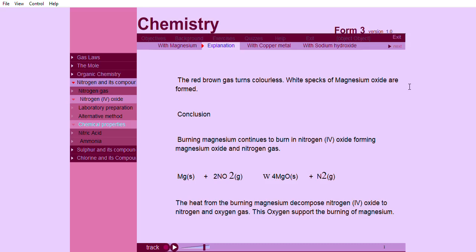Burning magnesium continues to burn in nitrogen (IV) oxide, forming magnesium oxide and nitrogen gas. The heat from burning magnesium decomposes nitrogen (IV) oxide to nitrogen and oxygen gas. This oxygen supports the burning of magnesium.